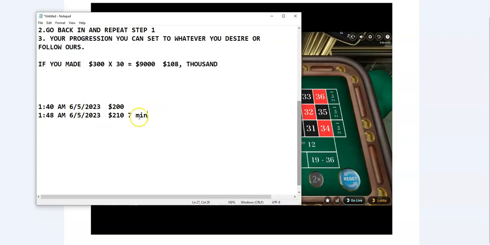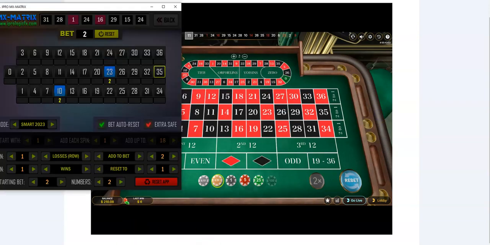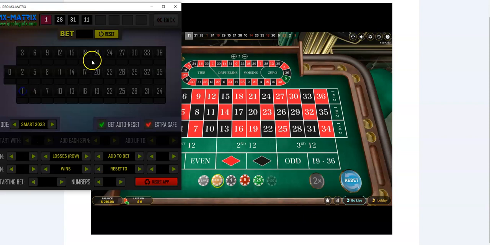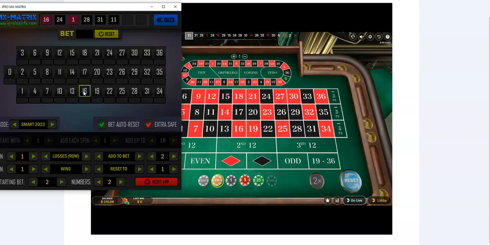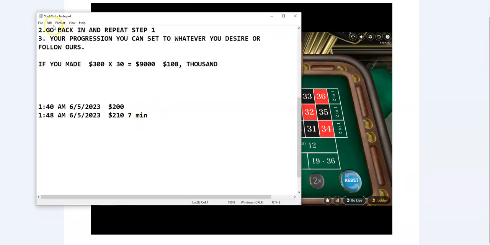And again, if I was playing with $1 base bets, you'll see the difference, because I'm going to do it now. Okay, I'm going to reset all of this. Okay, and I'm going to go 11, 31, 28, 1, 24, 16, and 29. Now, look at what I'm going to do. I'm using 2. I am going to be using $1 chips. Just showing you. Okay? So, my numbers are 12 and 28. So, let's start the clock again.